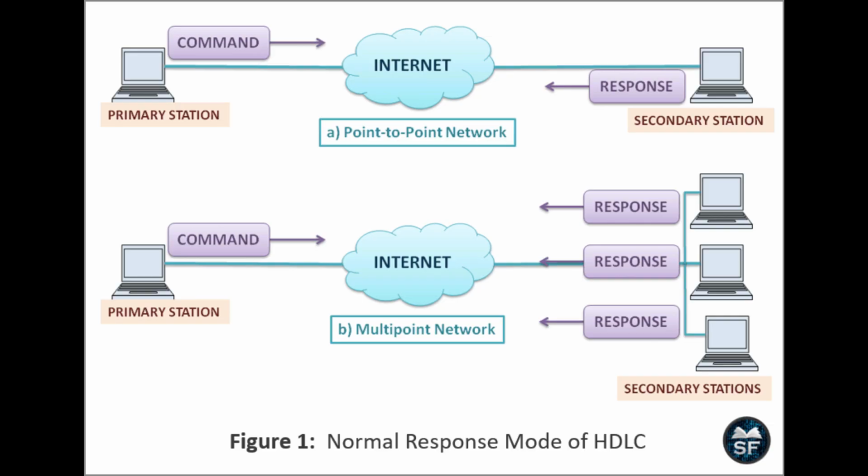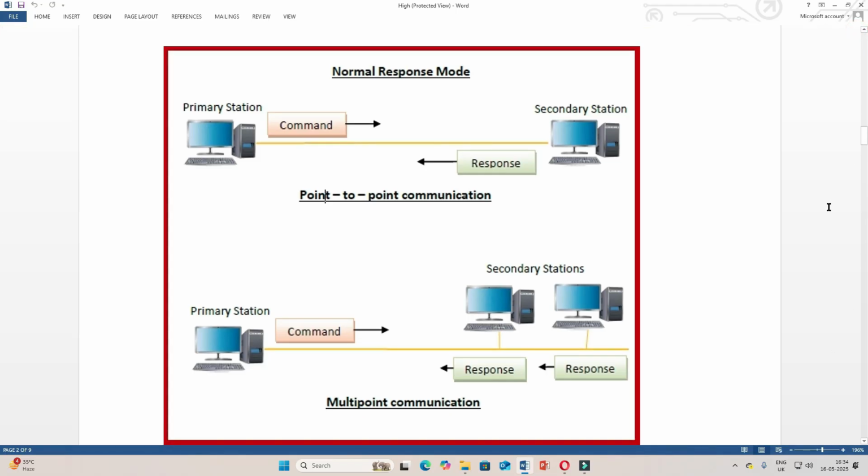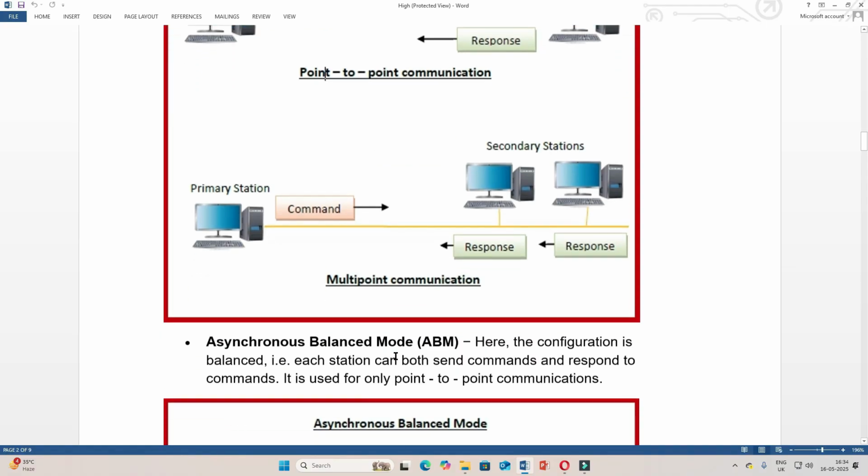The transfer modes include Normal Response Mode, NRM. Now I will explain this. In normal response mode, in the block diagram, the primary station sends commands and the secondary station sends the response. The first configuration is point-to-point communication, with a primary station and a secondary station. In the multipoint case, there are multiple users: commands are given to the secondary stations, and the secondary stations, also multiple users, respond at a time.